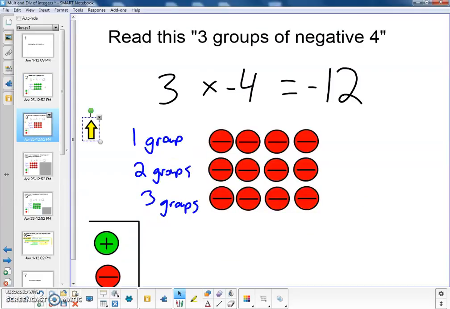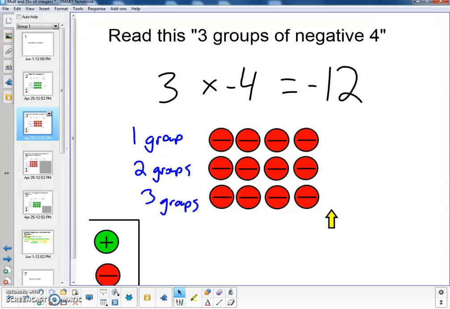Now, this problem says three groups of negative 4. That's what we have in quotes right there. Meaning, I need a group of negative 4, a second group of negative 4, a third group of negative 4. So clearly you can see three groups, each group having negative 4 in it. So three groups of negative 4 is 12 red chips in all. That is negative 12.